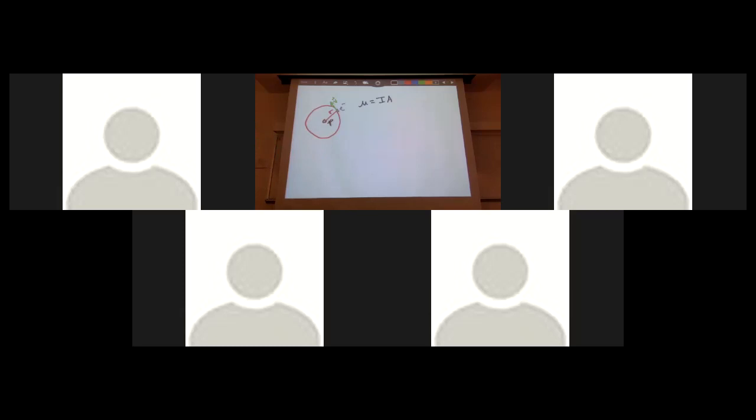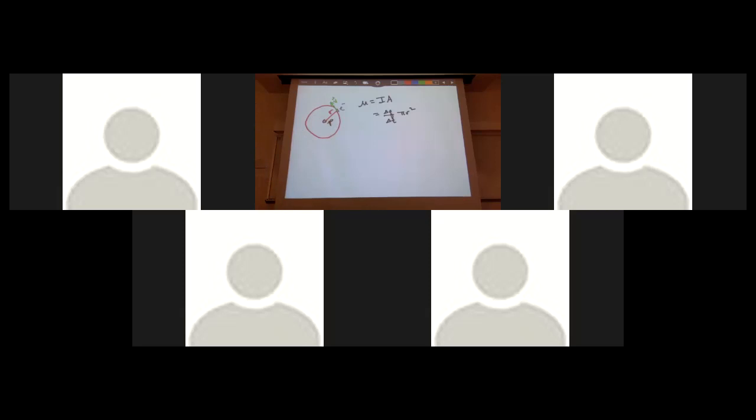So what's the current? The current is, remember, the change in charge divided by the change in time times the area, but what's the area of a circle? Simply pi r squared, right? Good. So this one single charge moving around in a closed circle constitutes a current.